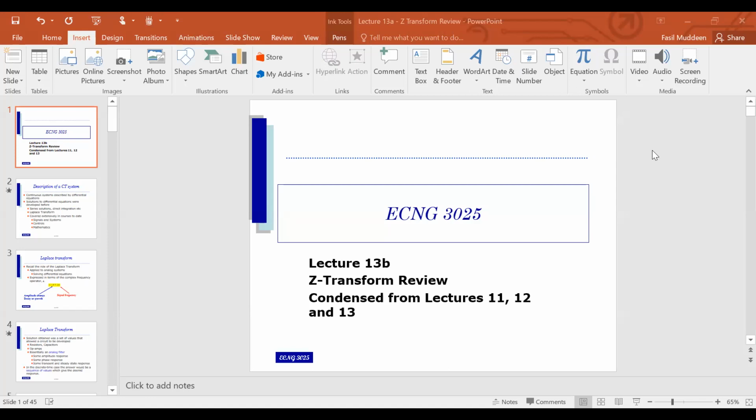Z transform. Almost all of it is stuff that was done. It's just repeated here, but is almost entirely stuff that was done when we did the Z transform in Signals and Systems some time ago.